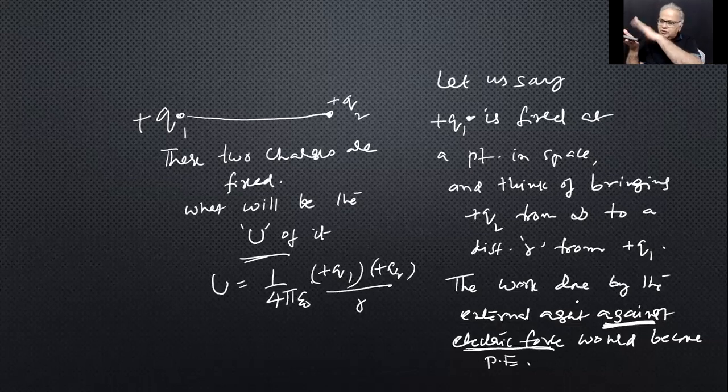I'll be giving it two potential energies. One is the work done against gravity, and the other is the work done against the electric field. There will be electric potential energy as well as gravitational potential energy. Do you follow?